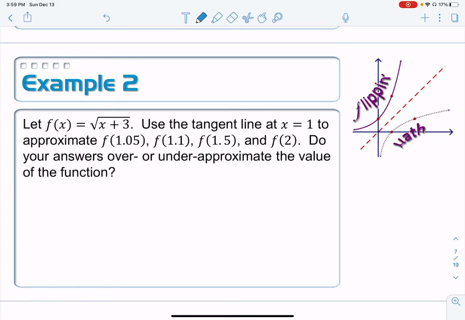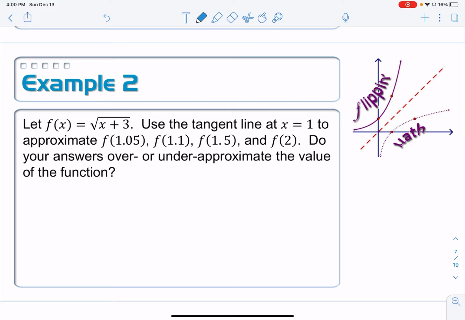Now then, let f of x equal the square root of x plus 3. Use the tangent line at x equals 1 to approximate, and then you can see a variety of function values here. Do your answers over or under approximate the value of the function? So here's the usefulness of this.